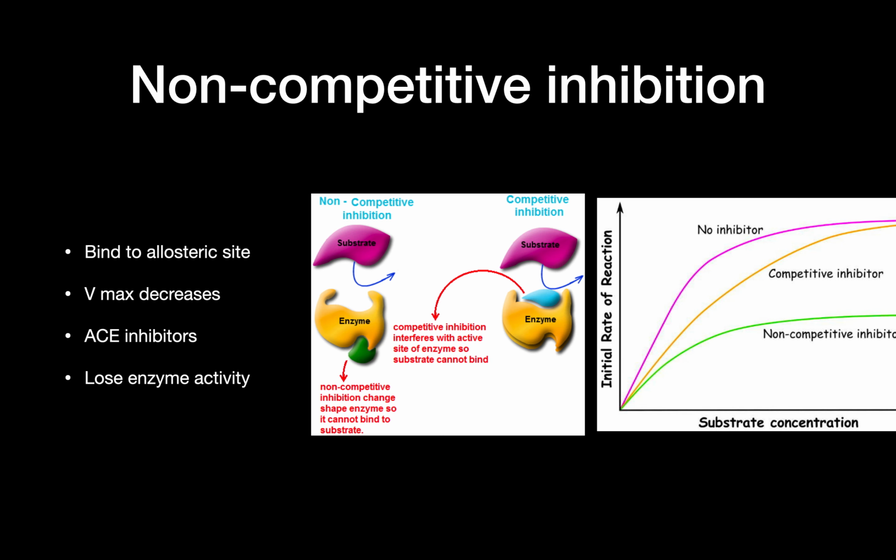So non-competitive inhibition is where the inhibitor will bind to the allosteric site. The allosteric site is just not the active site, and that will induce the enzyme to form a different shape that makes it unable to bind to the substrate. And in this, the Vmax will decrease. Examples are the ACE inhibitors, and the enzyme loses its activity, versus competitive inhibition, where the enzyme still retains its activity, but is just unable to bind to the actual substrate.